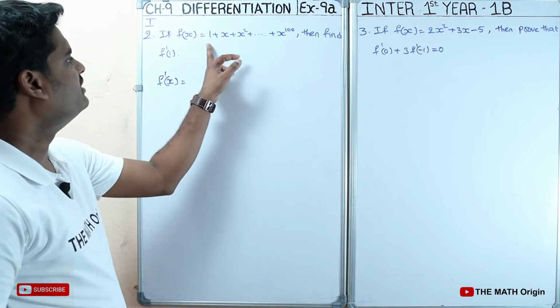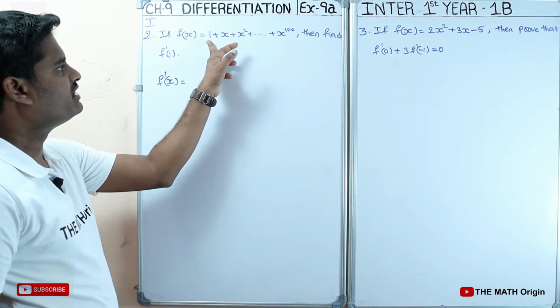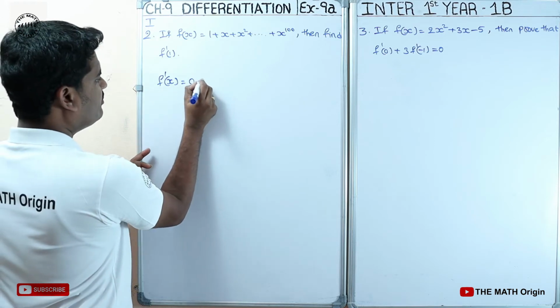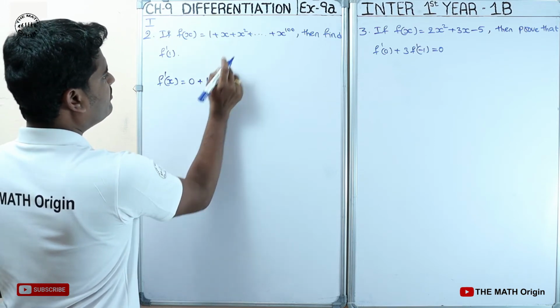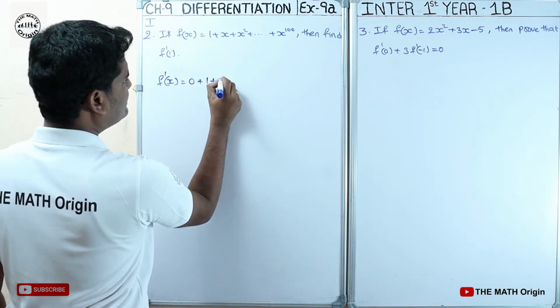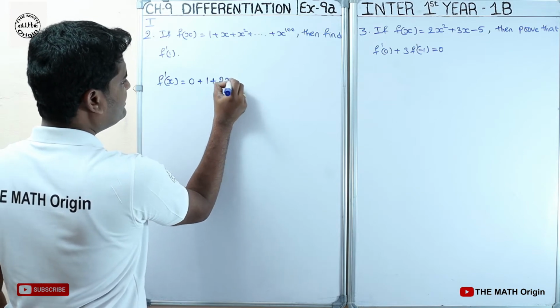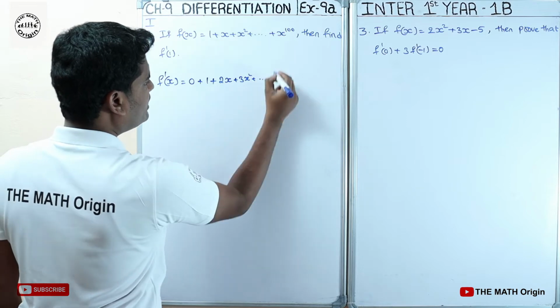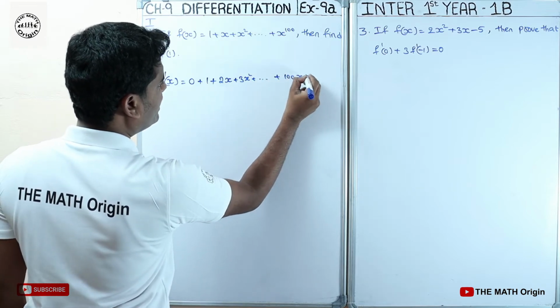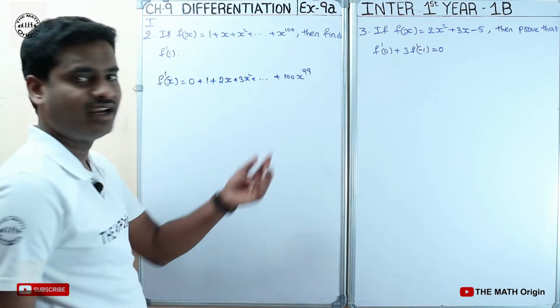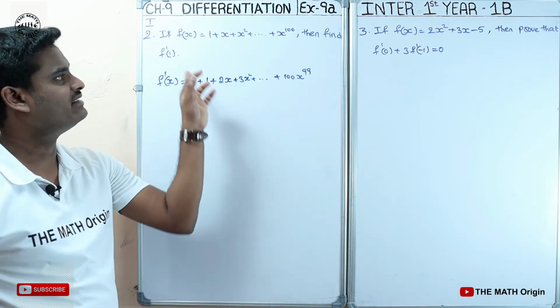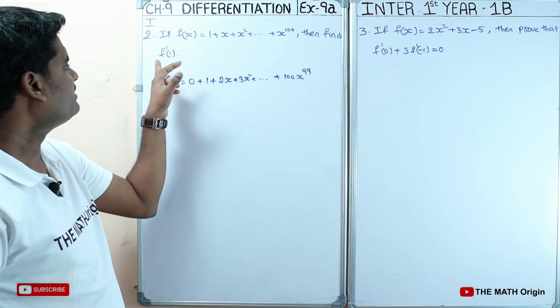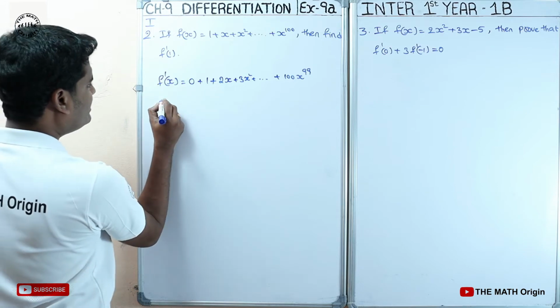f'(x) means f'(1) is 0, plus f'(x) is 1, plus f'(2) is 2x plus 3x² and so on, till the last value will be 100x⁹⁹. Now we got f'(x), but while adding, for f'(1), let's substitute 1 in place of x.